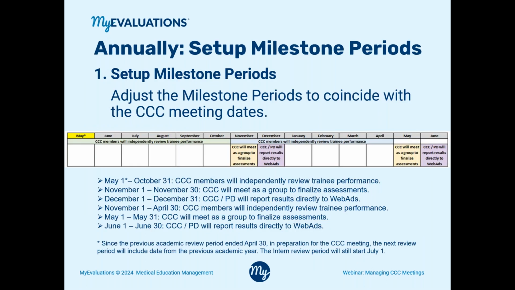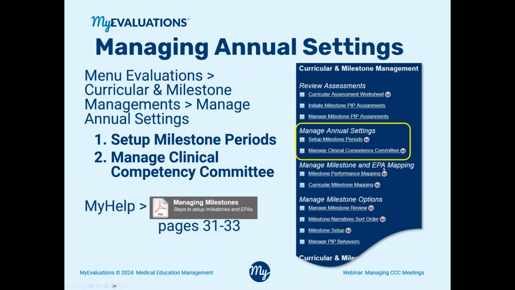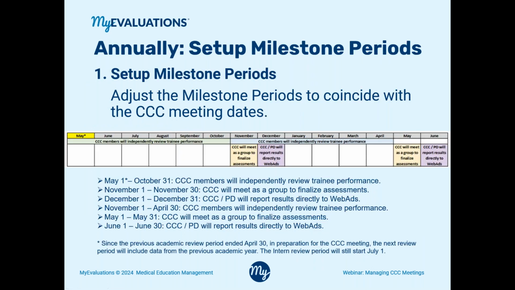So the first item you need to set up is your milestone periods. Under the menu option Evaluations, you go under Curricular Milestone Management, Manage Annual Settings. There are two options we're going to focus on that are circled in yellow. The first one is going to be Set Up Milestone Periods.